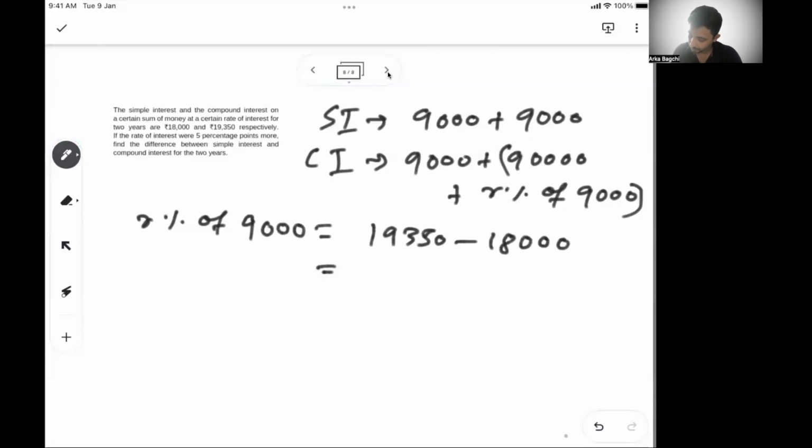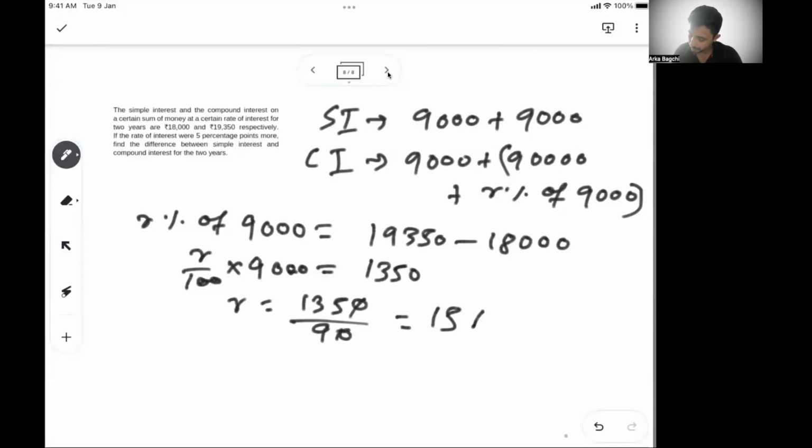So this is 1350 = R by 100 into 9,000, so R is 1350 by 90. And this R is 15% per annum. We say find, if the rate is increased by 5%, so that means the new R has to be 20% per annum, the difference between the simple interest and compound interest for 2 years.